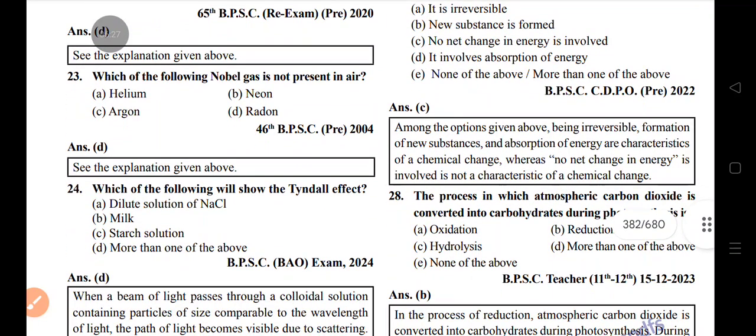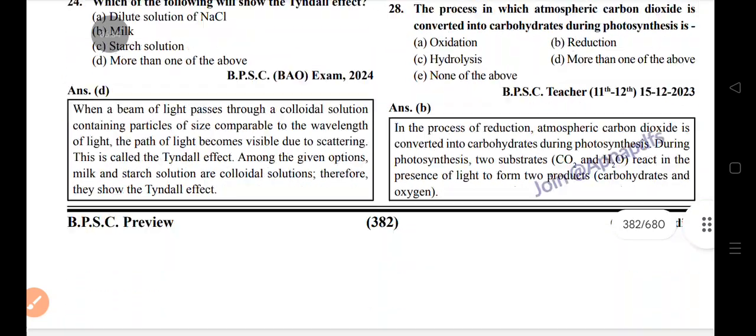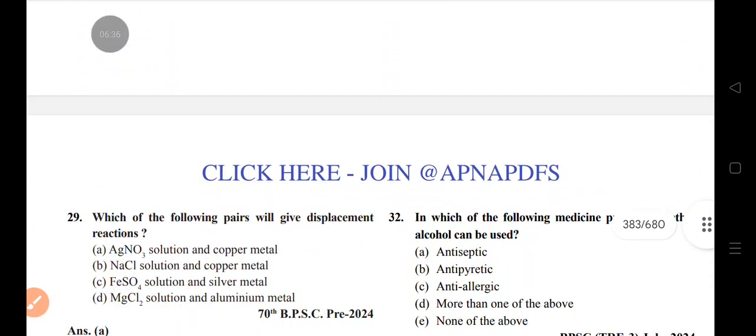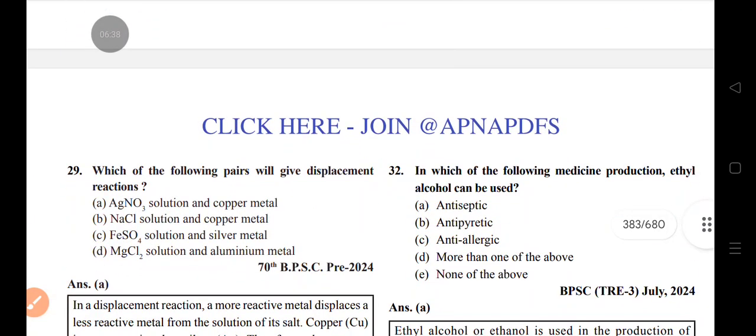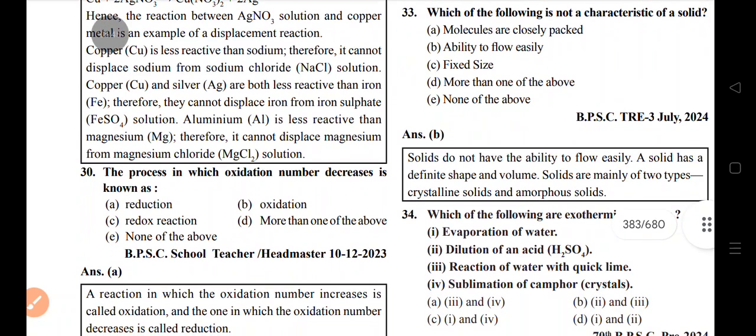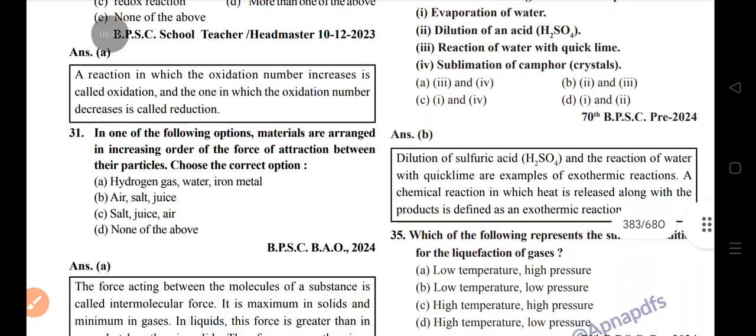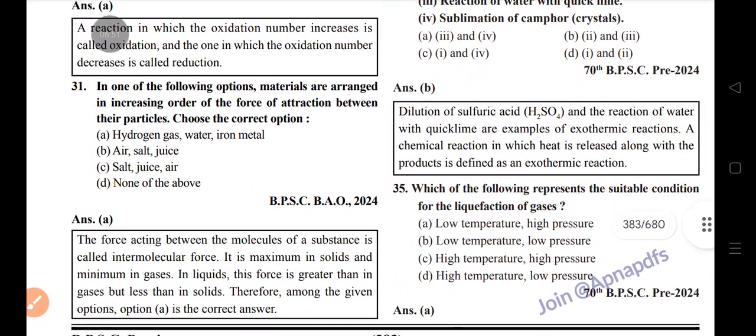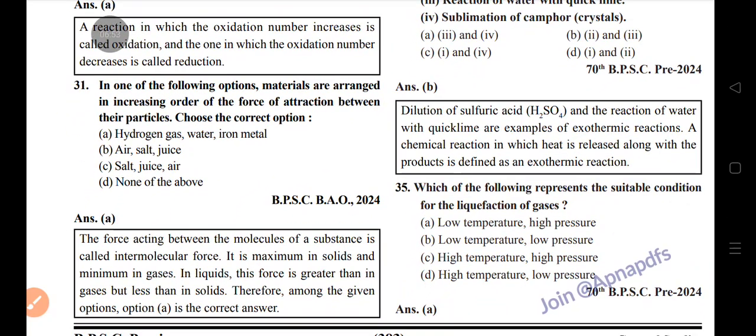The process in which atmospheric carbon dioxide is converted into carbohydrate during photosynthesis is called reduction. Displacement reaction: AgNO3 solution and copper metal will displace each other. The process in which oxidation number decreases is reduction. In which of the following are materials arranged in increasing order of force of attraction between their particles: hydrogen gas, water, iron, metal.